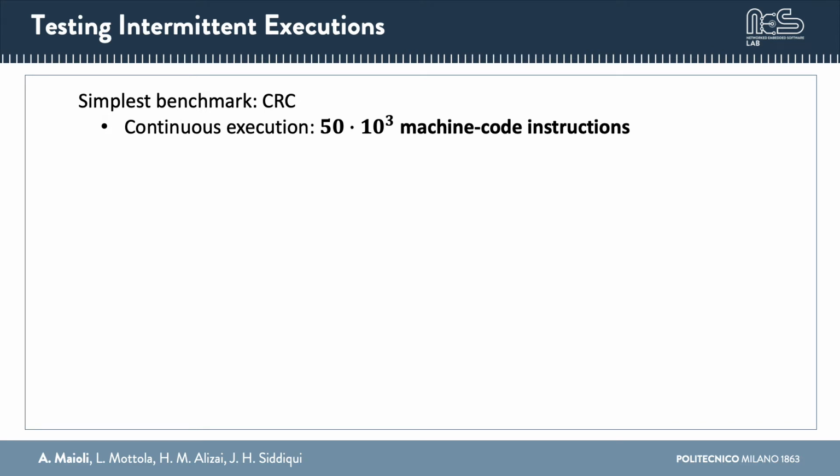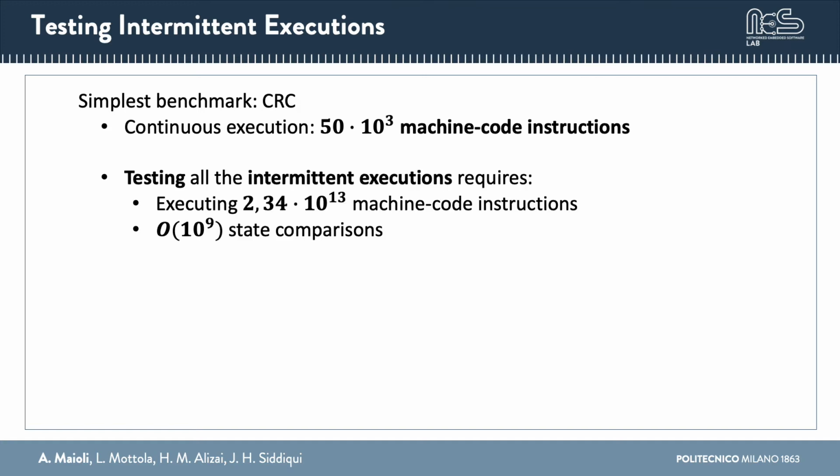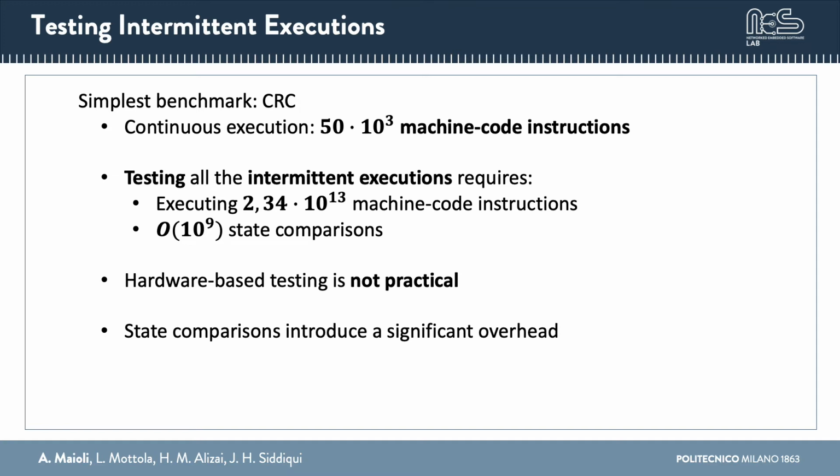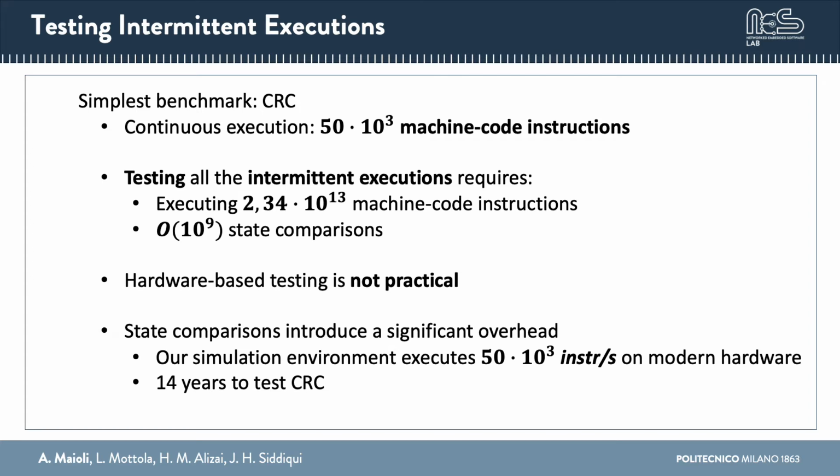To put things into perspective, the simplest benchmark used in this domain is CRC, for which a continuous execution runs 50,000 machine code instructions. Testing all the possible intermittent executions of CRC requires us to execute 10^13 machine code instructions and to perform 10^9 state comparisons. This clearly makes hardware-based testing not practical, and also software-based testing needs some improvements, as in fact such a high number of state comparisons limits the number of machine code instructions that we are able to execute per second. For instance, our simulation environment is able to execute 50,000 instructions per second on modern hardware. That means that to test all the possible intermittent executions of CRC, we need 14 years.